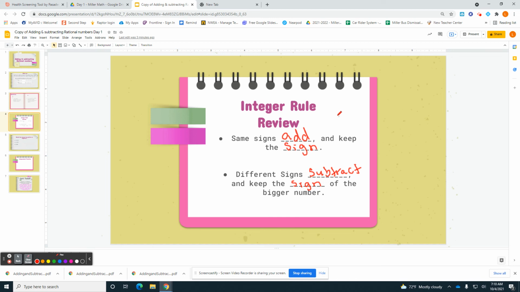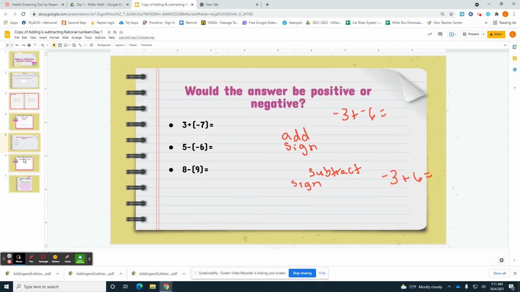So remember, if you have same sign, you will add. And if you have different signs, you would subtract. Then you would keep the sign of the larger, which would be 6 because 6 has a greater value than 3. We're just looking at the base number, or the absolute value. Now let's go on to our next slide. Real quick, let's look at these and see whether the answer would be positive or negative. We're not going to solve them.